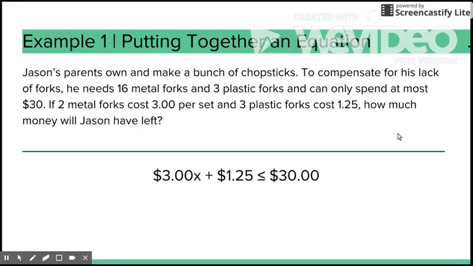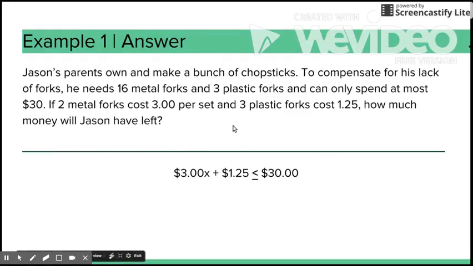In this word problem, the equation reads as $3x plus $1.25 is less than or equal to $30, or 3x plus 1 and 25 hundredths is less than or equal to 30. First of all, we need to subtract 1 and 25 hundredths from both sides. We will then have 3x is less than or equal to 28 and 75 hundredths. Finally, we divide both sides by 3, the coefficient of x. We then have the answer 9 and 583 thousandths repeated, which we round to 9 and 58 hundredths.